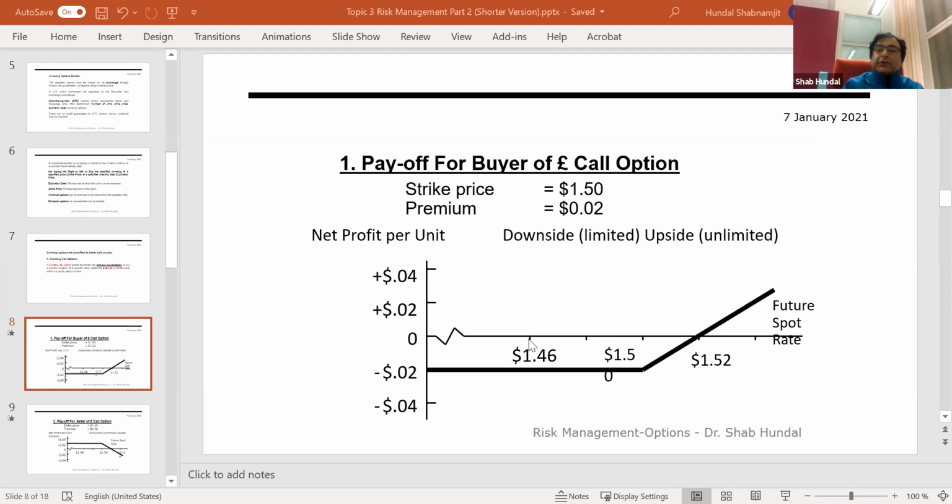When the price is 1.46, 1.47, 1.48, 1.49, very clear. You will not exercise the option. But what about 1.50? When the market price is also 1.50 and the strike price is also 1.50. Will you or will you not? Did I get any comment?